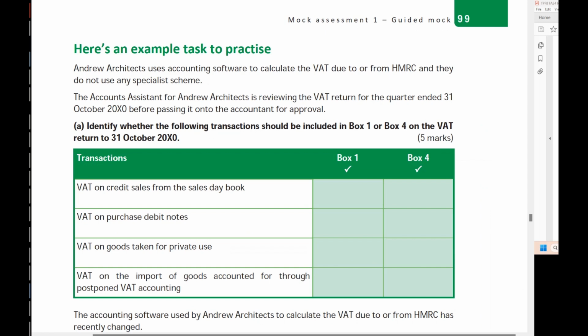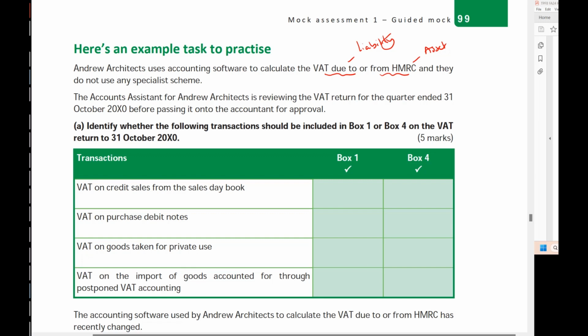So here's our example. Let's give it a go. Andrews Architects uses accounting software to calculate the VAT due either to HMRC or from HMRC. If VAT is due to HMRC, then that would be a liability. But if VAT is due back from HMRC, that would then be an asset. They don't use any sort of specialist scheme, and the accounts assistant, who reviews the VAT return for the quarter to October, passes it on to the accountant for approval.